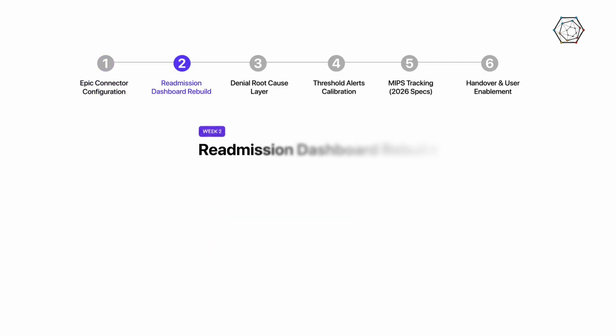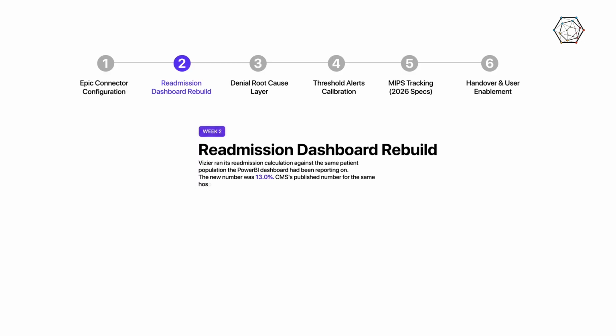Week 2, readmission dashboard rebuild. Vizier ran its readmission calculation against the same patient population the PowerBI dashboard had been reporting on. The new number was 13.0%. CMS's published number for the same hospital, same period, was 13.1%. The 12% gap closed to 0.8%.